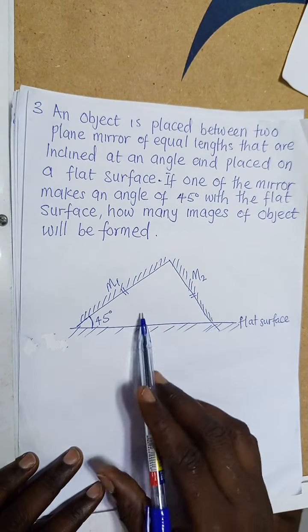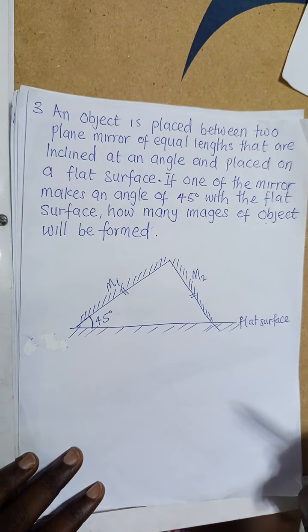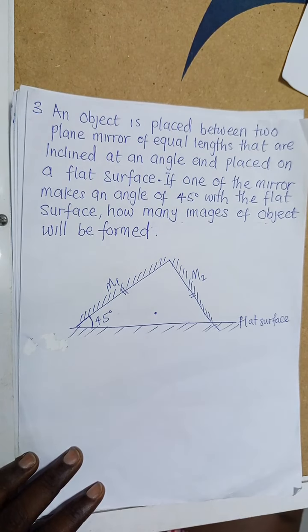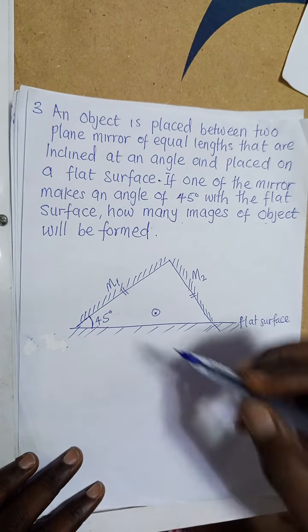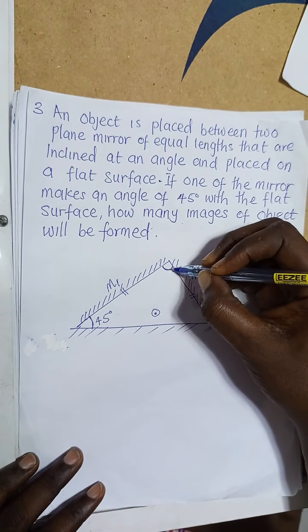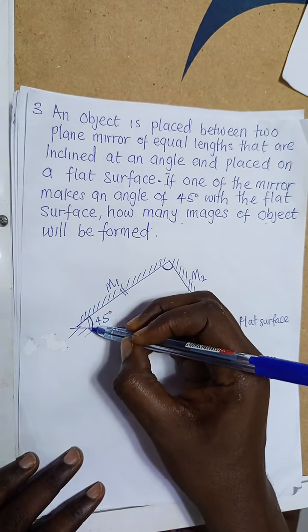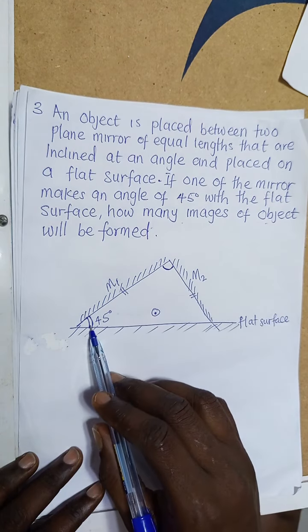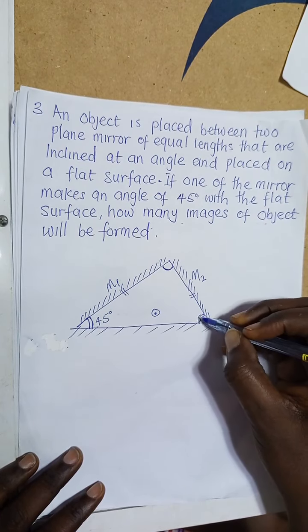Now they say how many images of this object will be formed? Let's say the object is placed somewhere here. We cannot know how many images will be formed when we don't know this angle. And we can solve for this angle. Don't forget one of the mirrors is making an angle of 45 degrees with the plane surface. It also means that here will also be 45 degrees.